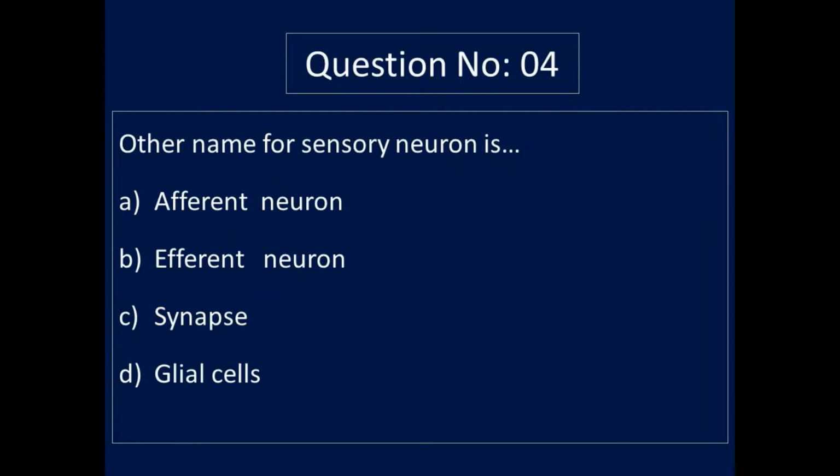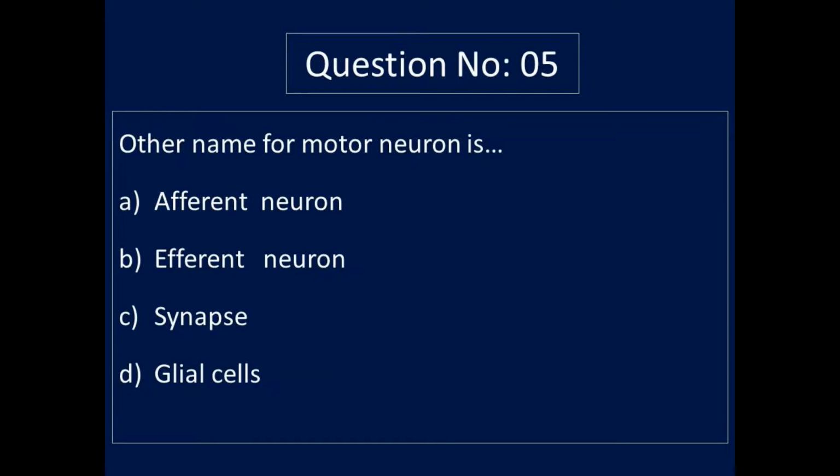Sensory nerves. Fourth question. Other name for sensory neuron is option A. Afferent neuron, B. Efferent neuron, C. Synapse, D. Glial cells. Right answer for this question is option A. Afferent neurons.